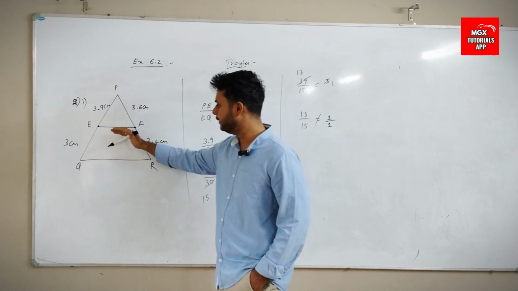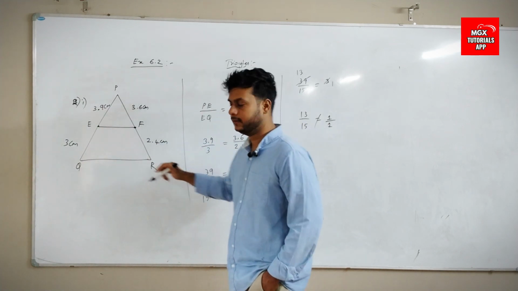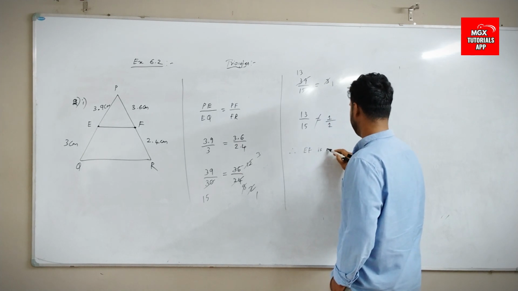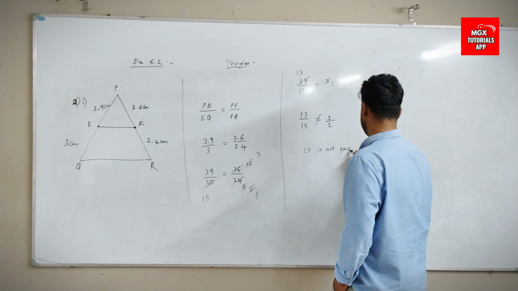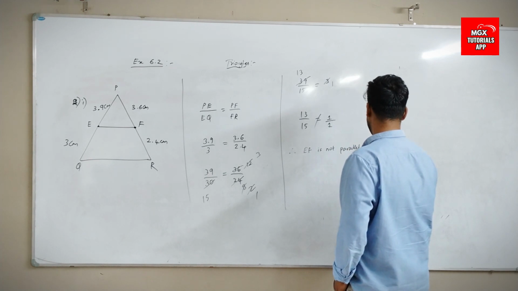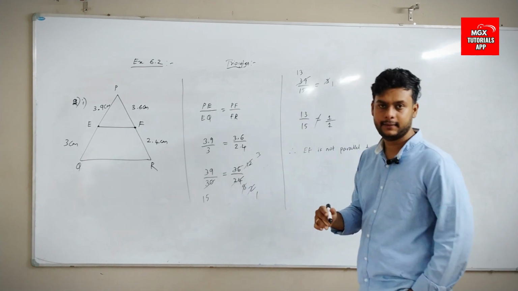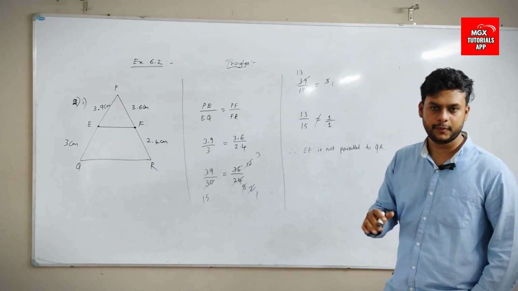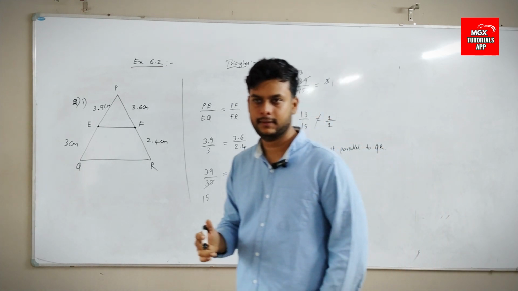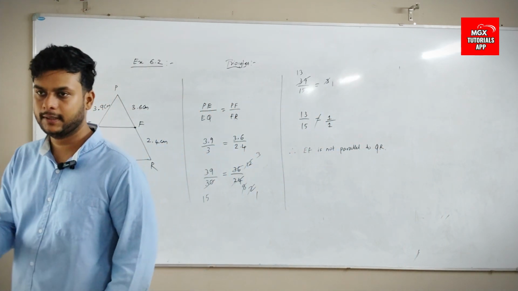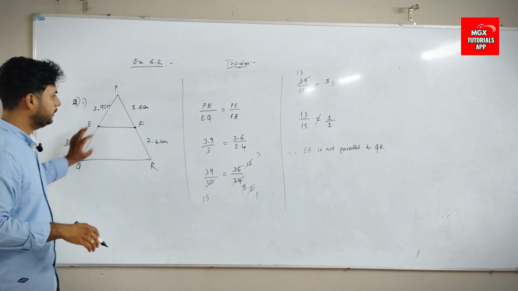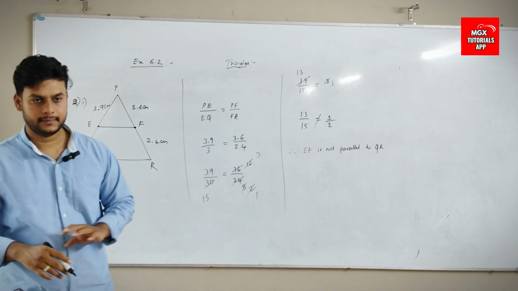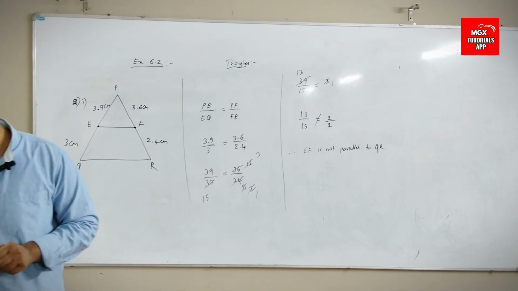Then can I tell that EF is parallel to QR? No. Therefore, EF is not parallel to QR. Why? It didn't satisfy the BPT theorem. Will you do the second sum, third sum? They have given the values. Put it here. Find whether PE by EQ is equal to PF by FR or not. Everything is the same. Try.